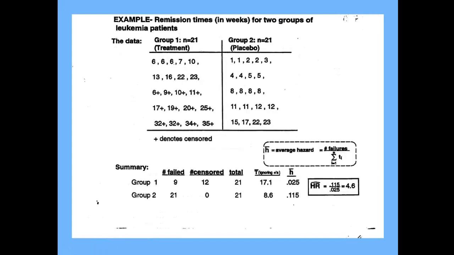The number censored between the first time that somebody failed and the second ordered failure time that somebody failed. Can you figure that out? What's the second ordered failure time? 7. So how many were censored from the first time that somebody failed until the second time that somebody failed? 1. Which one was it? 6 plus, right? So it's 1, right? I don't know if I'm pulling the wool over you, but it's 1. And that's how it goes.